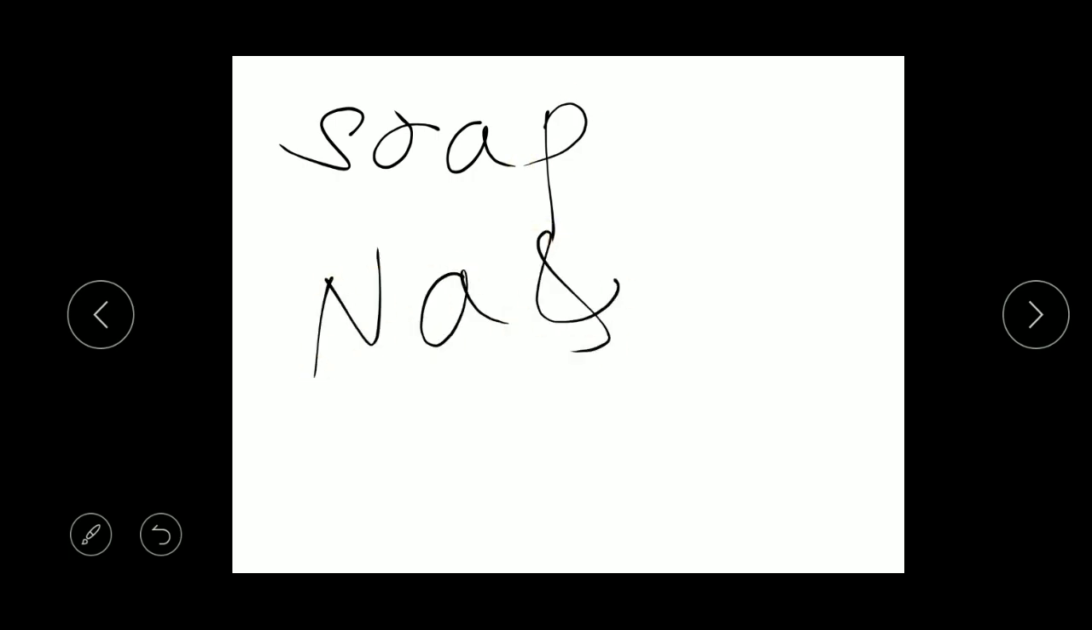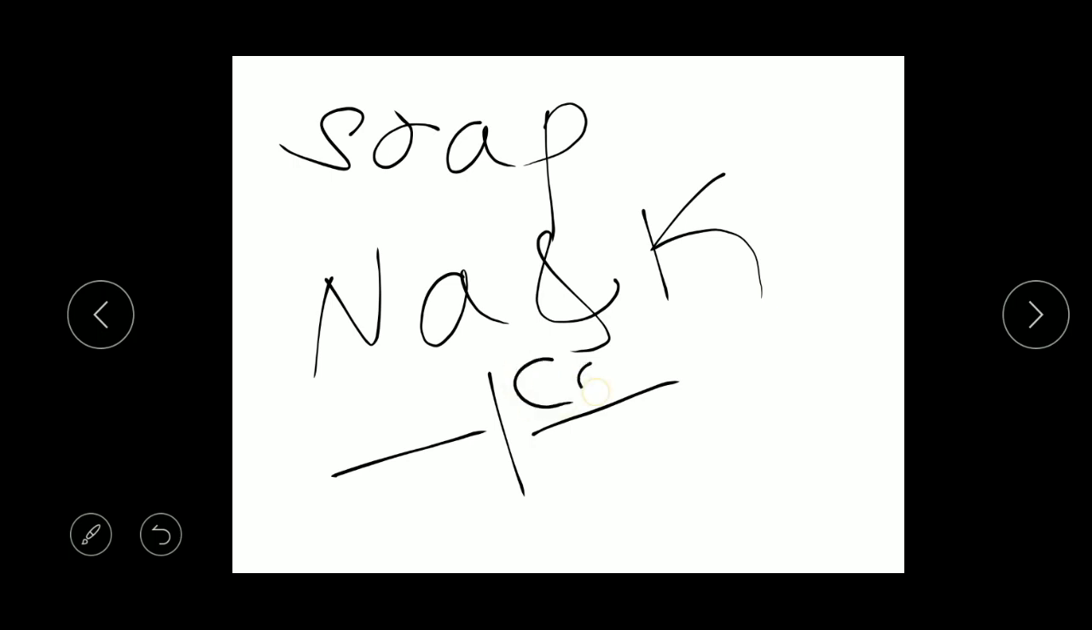Soaps are sodium and potassium salts of long chain hydrocarbon compounds, meaning they contain one hydrocarbon part and another ionic part, of a carboxylic acid. Carboxylic acid is nothing but COOH. This COOH is also known as a fatty acid, and these are extracted from vegetable oils.